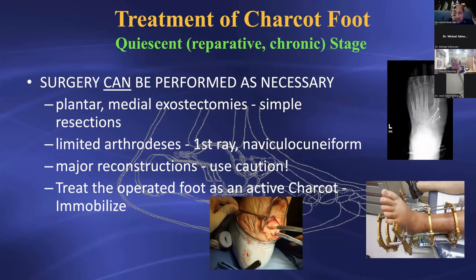In the chronic stage, the quiescent stage, surgery can be performed as necessary. And this would be plantar or medial exostectomies or simple bone resections to remove high pressure points and bony prominences. Limited arthrodeses can be performed or major reconstructions. But again, with major reconstructions, you must use caution because these are very complicated patients. They're neuropathic, and we know they're very much subject to complications. So again, it needs to be an experienced surgeon in an experienced center who sees a lot of these patients. And we must treat that operated foot as an active Charcot foot.